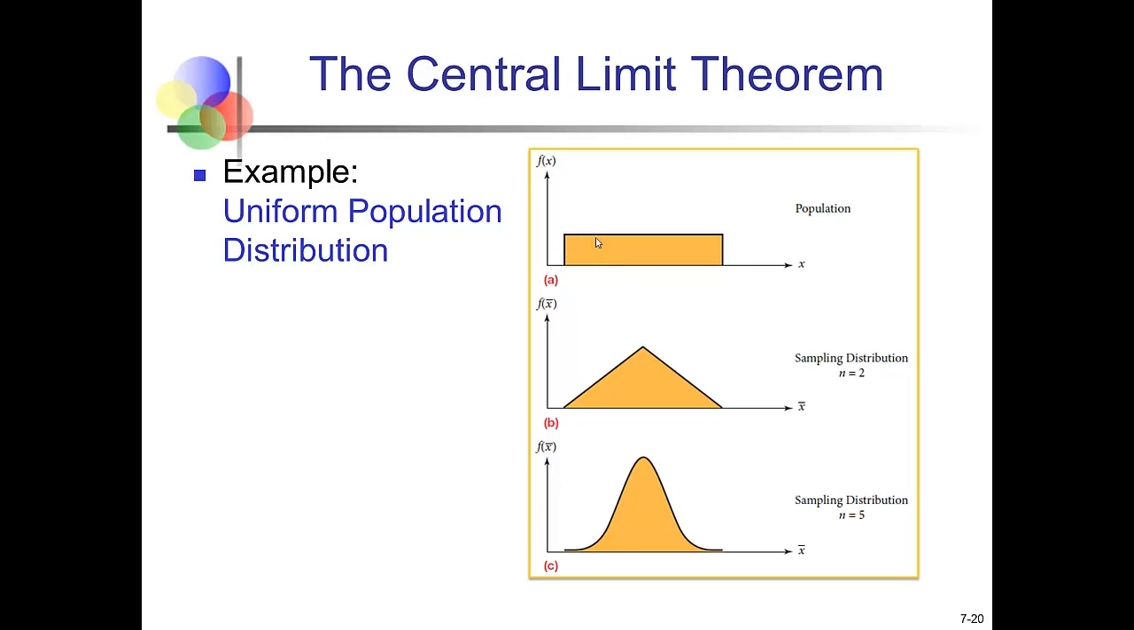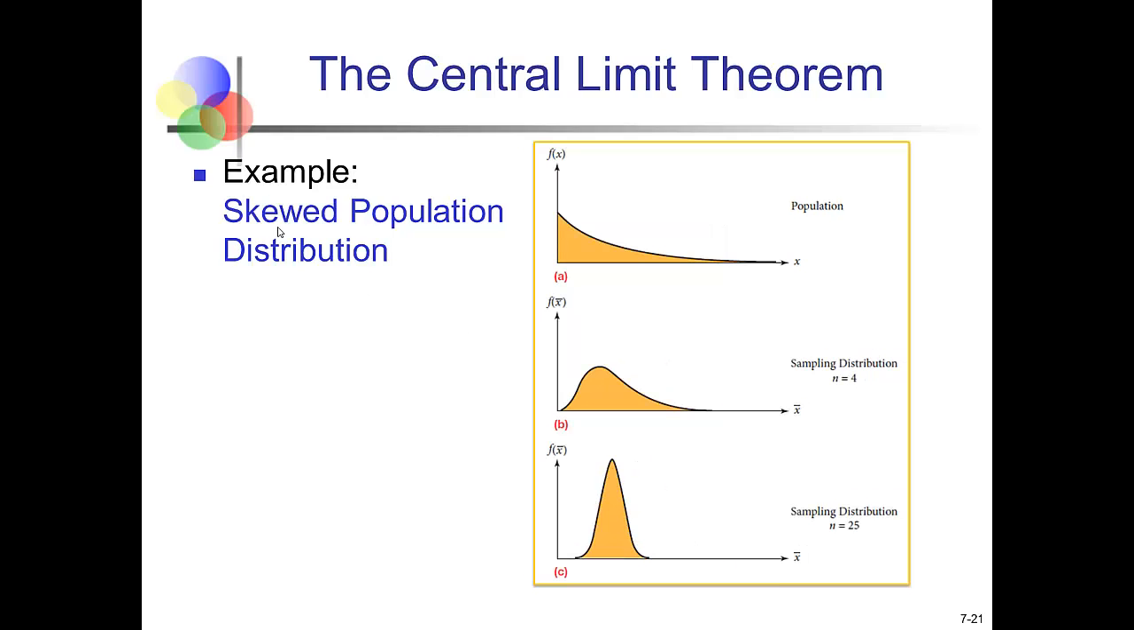We've got a uniform population distribution here. With samples of size 2, that very quickly begins to look like a triangle. With samples of size 5, that uniform distribution looks like a normal curve. Here's another example from your textbook. We've got a very skewed distribution. With samples of size 4, it starts to look bell-shaped. It's still skewed. You see that long right tail there. With samples of size 25, this distribution is bell-shaped and looks like the normal distribution.